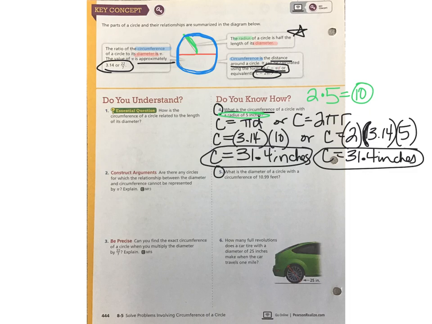Now let's try number 5. What is the diameter of a circle that has a circumference of 10.99 feet? So in this problem, we are looking for the diameter, which means I need to use the formula C equals pi times d. Now remember, d is the part that I'm looking for. The circumference they tell me, so I'm going to put 10.99 in place of C. And I know what pi is as an estimated number. That's 3.14 times the d.